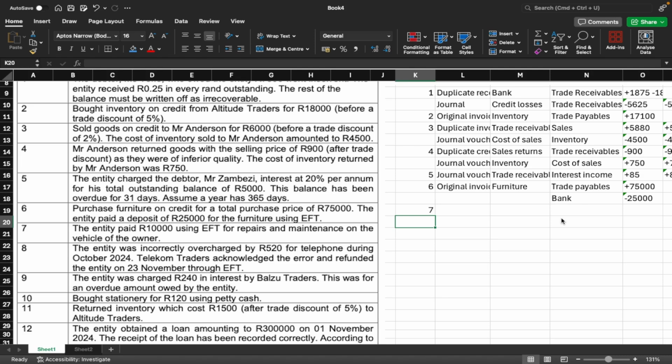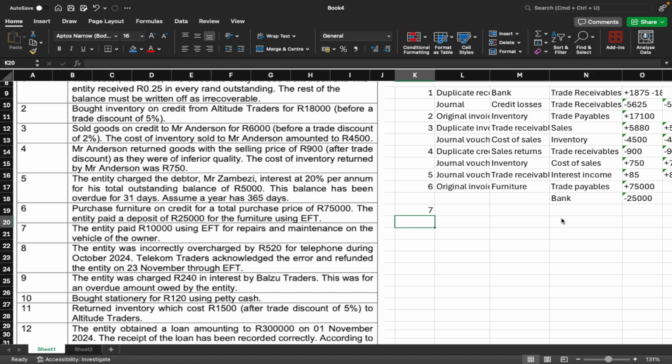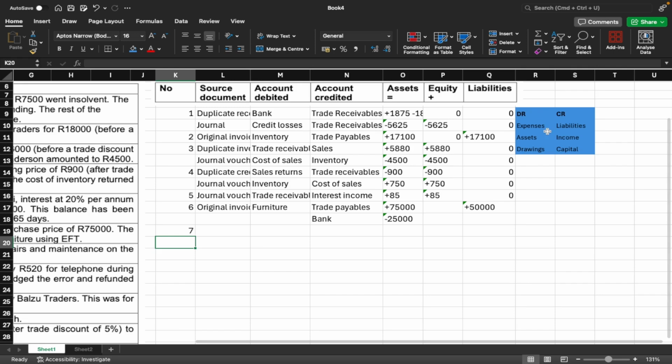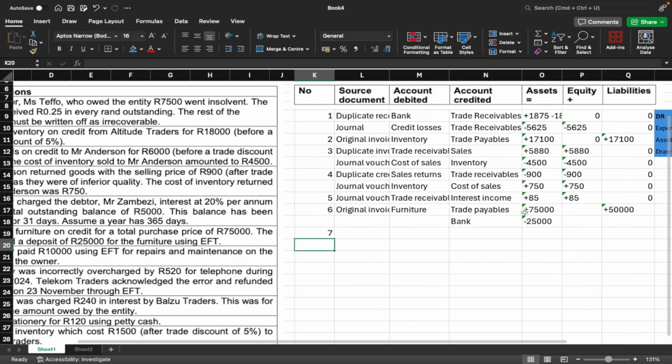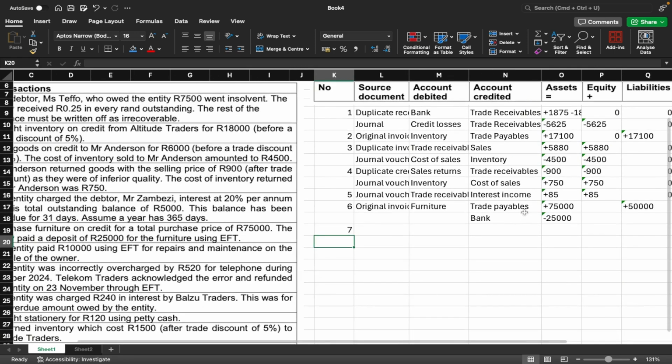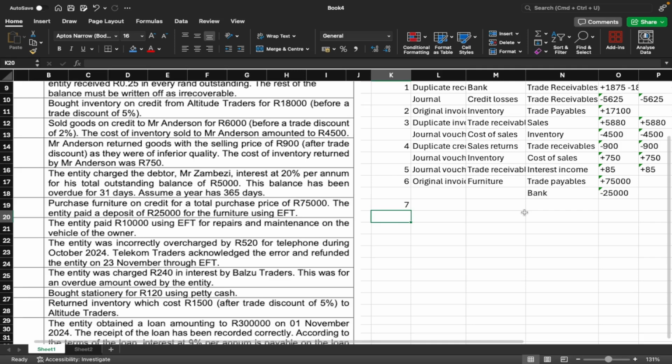Okay, so what do we have here? Well, we're going to debit drawings. Remember our acronym debit: expenses, assets, and drawings. So in this case, we're going to debit drawings with the 10,000 rand. And now we're going to credit bank, okay, because we are making a payment on behalf of the owner. So let's do just that. But what is our source document here?